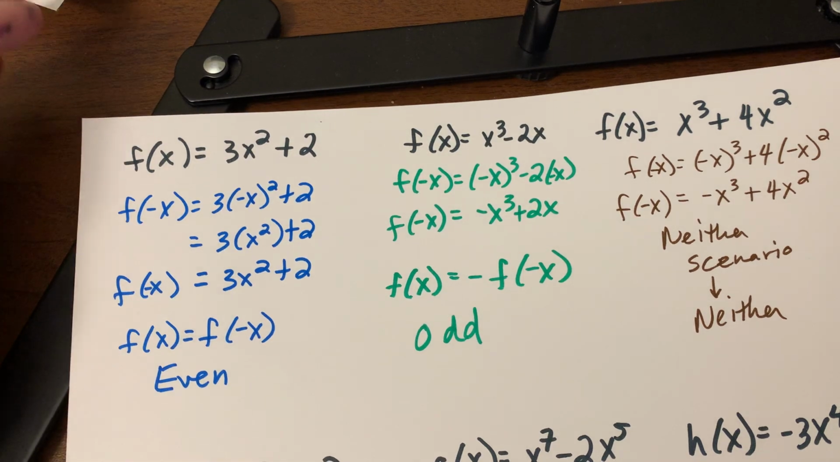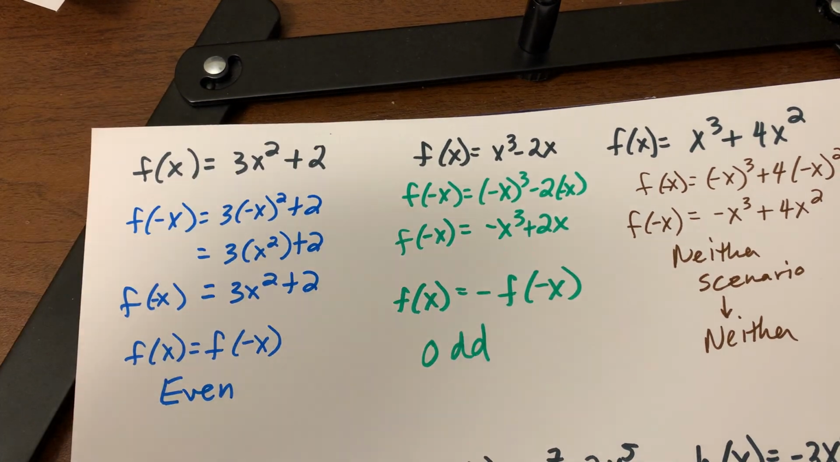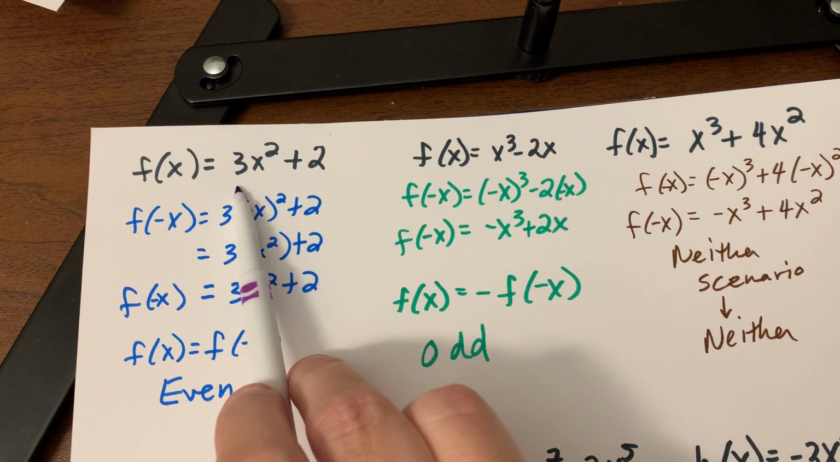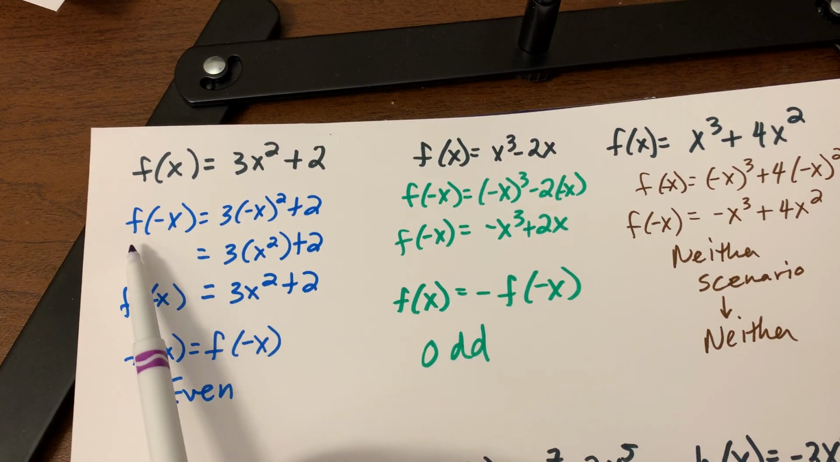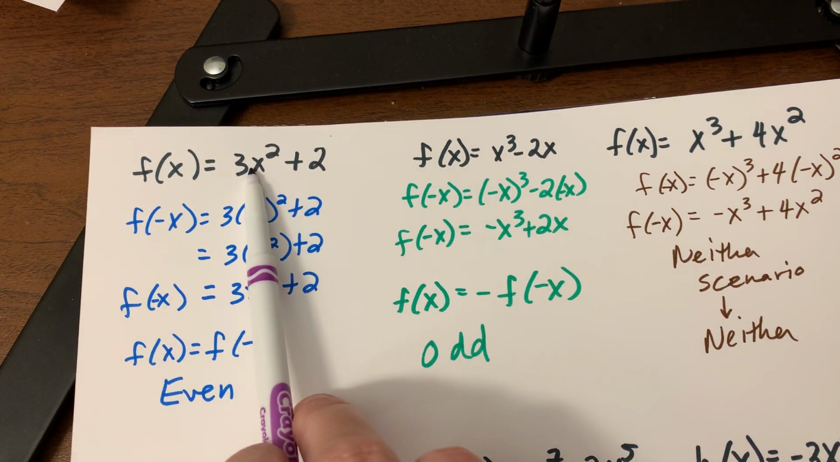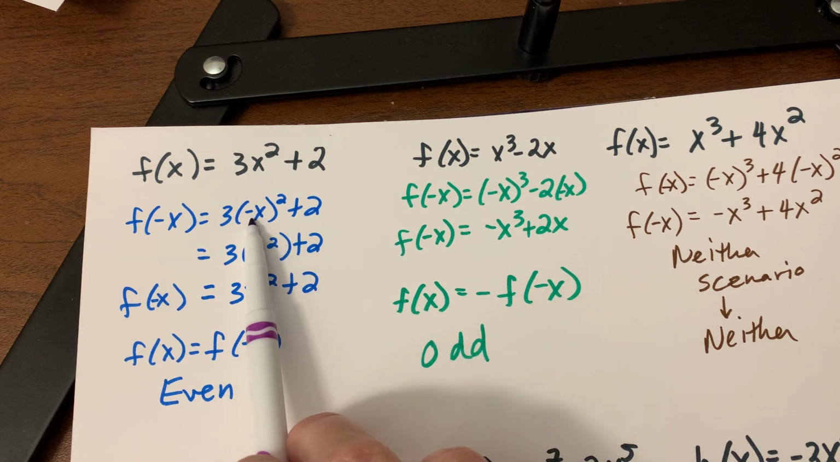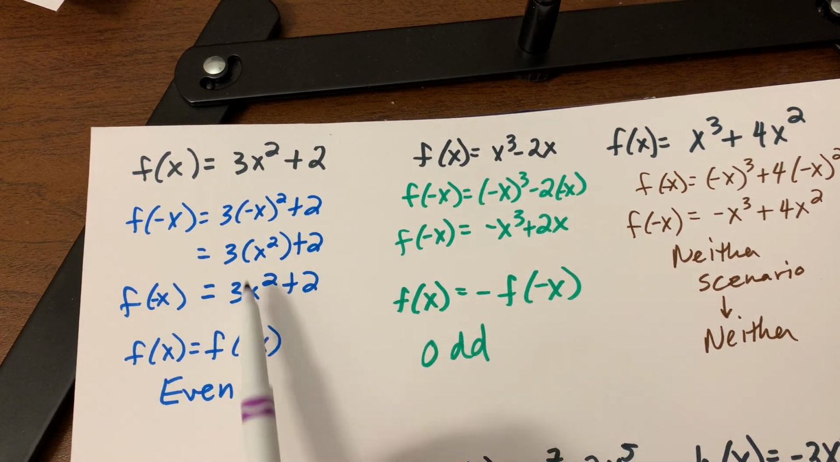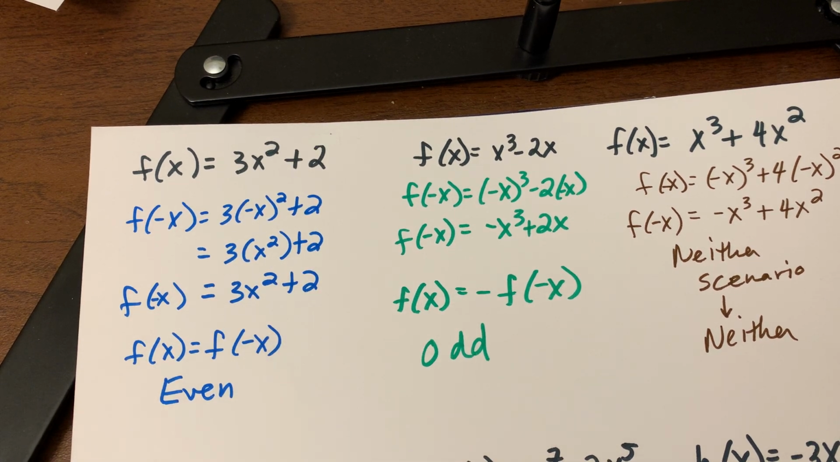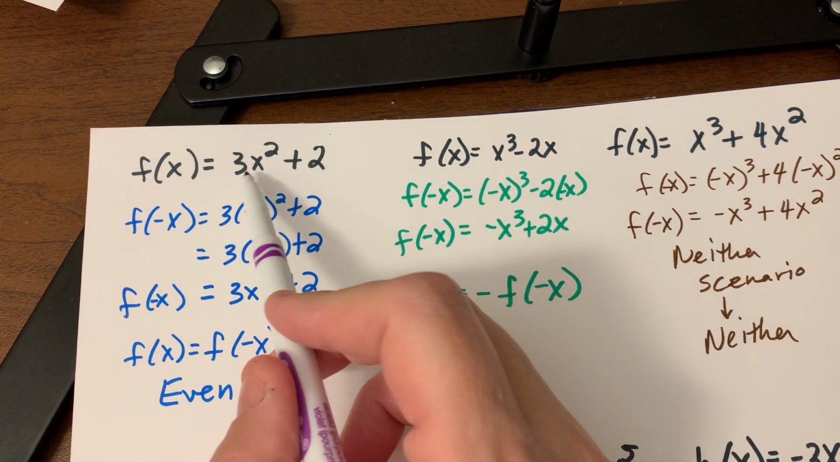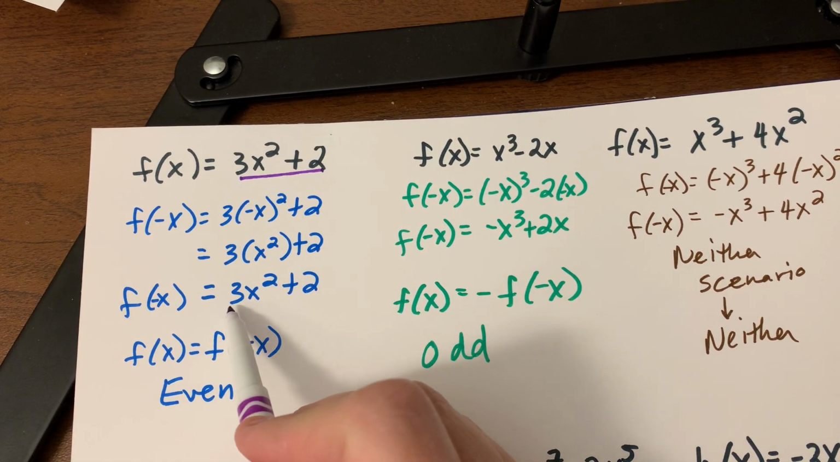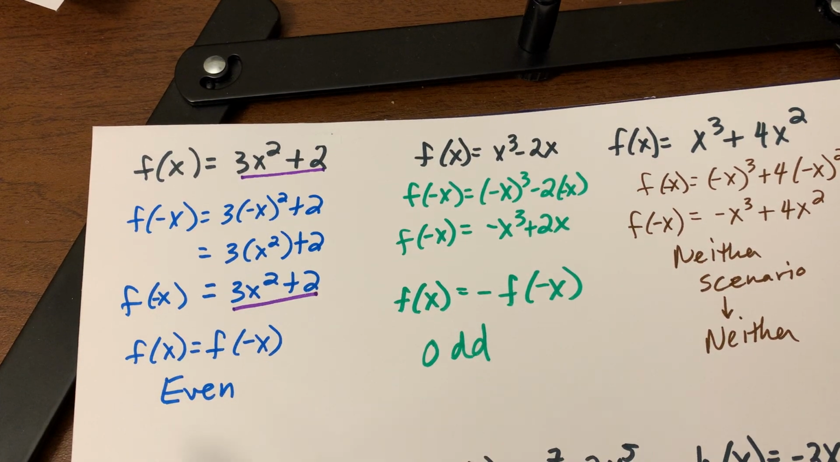The final way you might be asked to do this is algebraically, which is always everybody's favorite way. In this first one, we're given f of x is 3x² plus 2. We're going to find f of -x. So that means I'm replacing the x with a -x. I simplify it by raising -x to the second power. Negative squared is positive, x squared is x squared, and I end up with 3x² plus 2. Since the original function is the same value as f of -x, the function is even.